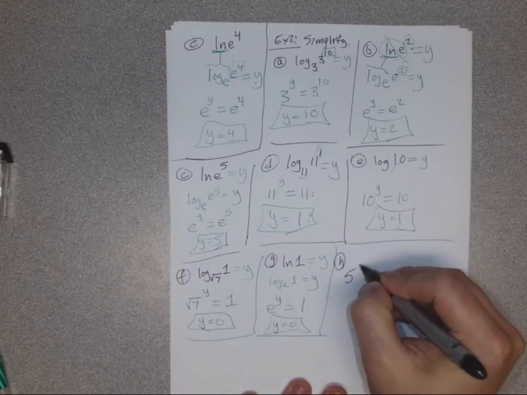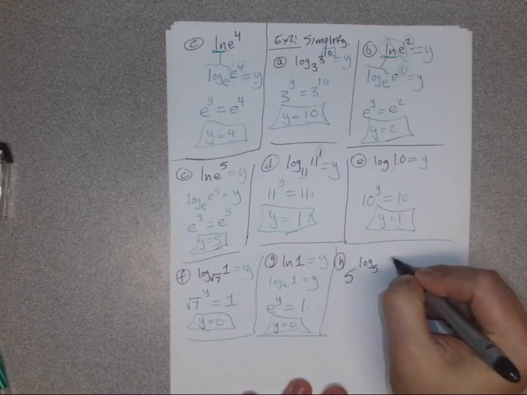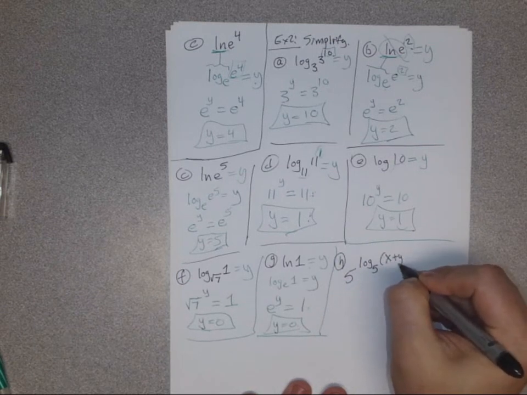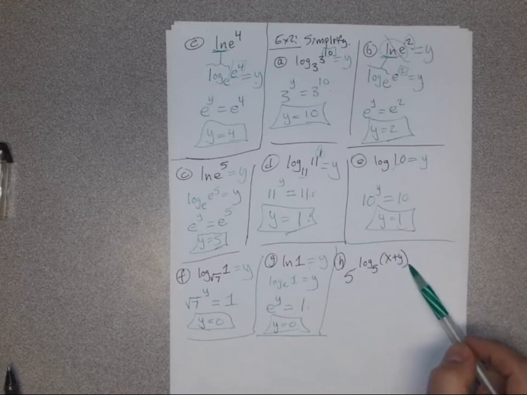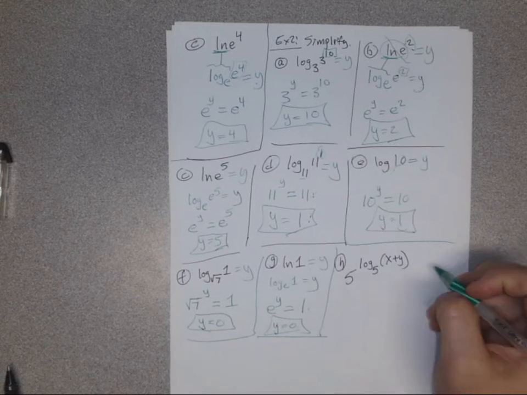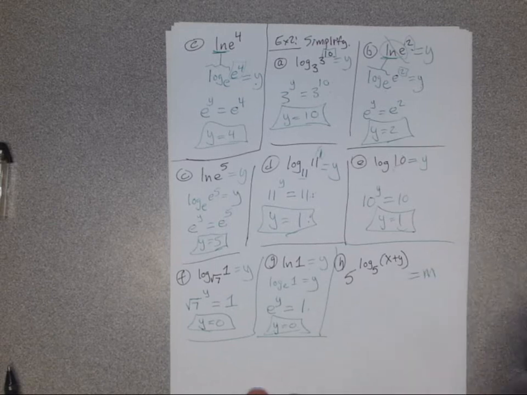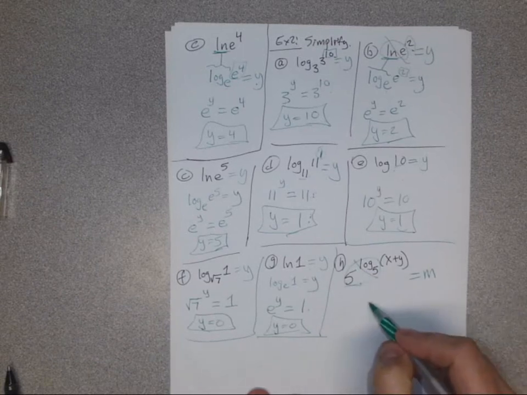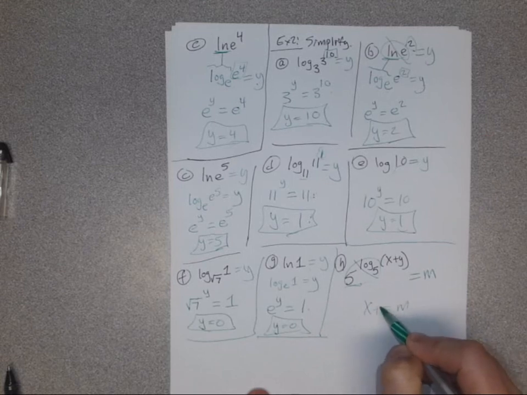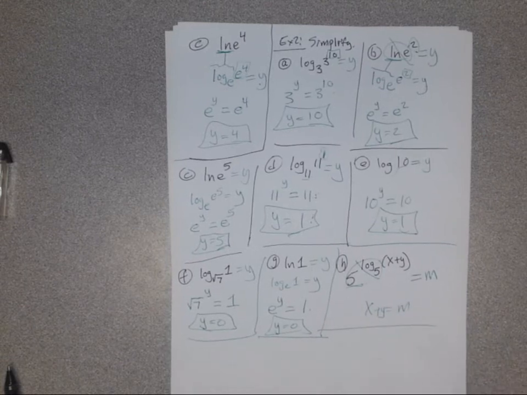Let's say we have 5 raised to the log base 5 of x plus y. All right, so 5 is your base, and all of this is in the exponent, and this is your base too. So let's just set this to, let's call it m. It can be anything. What happens is this 5 raised to this log base 5, these just cancel. So that means x plus y is equal to m. And that's one just to remember. And that's always going to be the case for any of these.